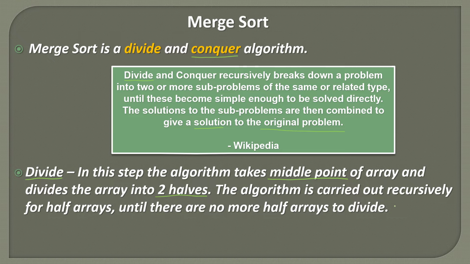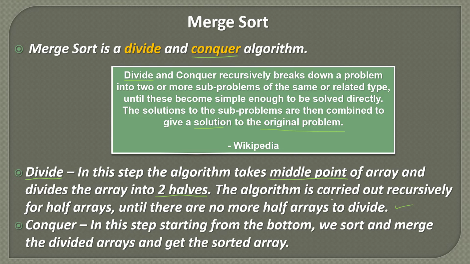So after this divide step ends, we then conquer. And how we conquer is, in this step, from the bottom we take those smaller half arrays, sort them and merge the divided arrays and get the sorted array. We'll see this divide and conquer with an example to make it more clear.